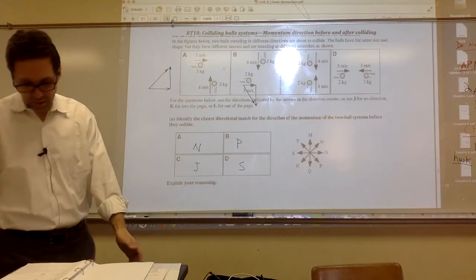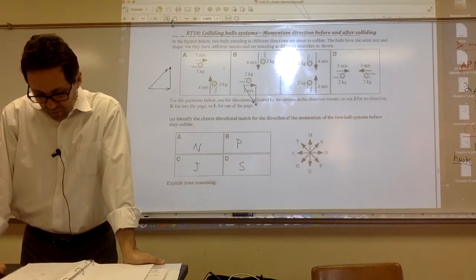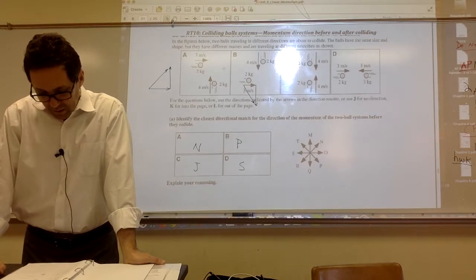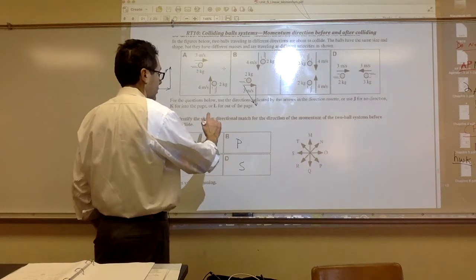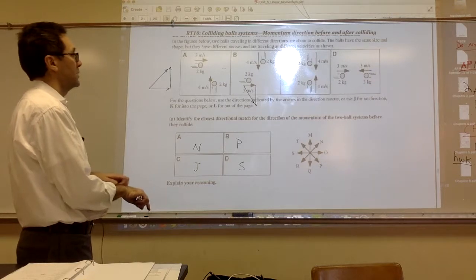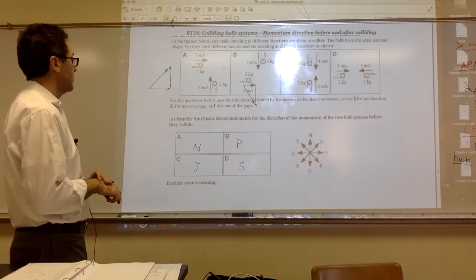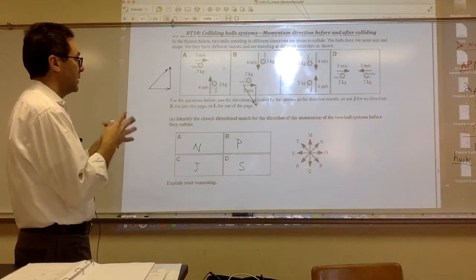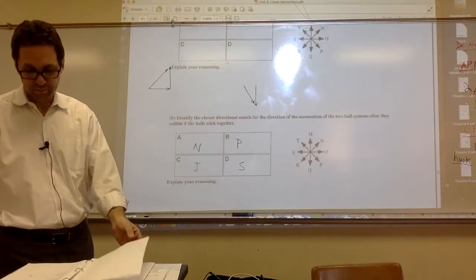The next question is: identify the closest direction match of the direction of the momentum of the two-ball system after they collide. Well, momentum is conserved. So the direction of the momentum of the system before the collision is the same as the direction of momentum of the system after they collide. So direction is conserved and magnitude is conserved, because we are in 2D now.